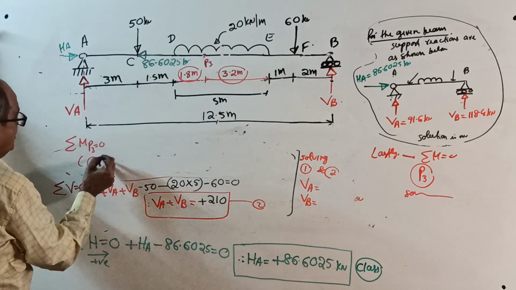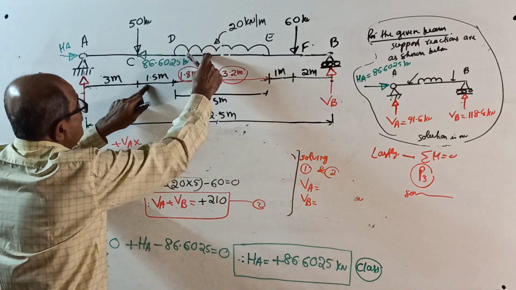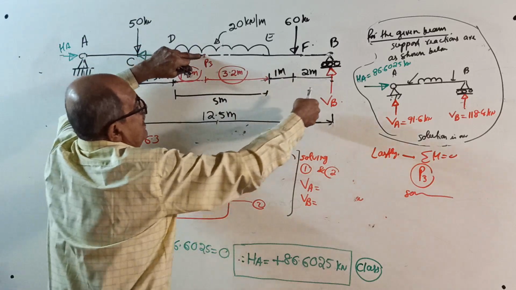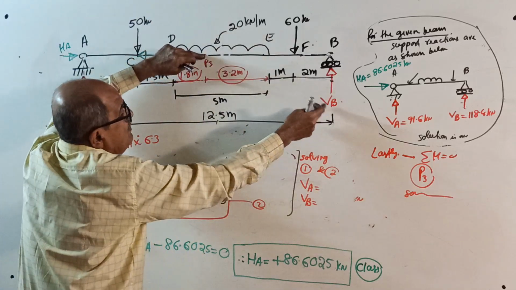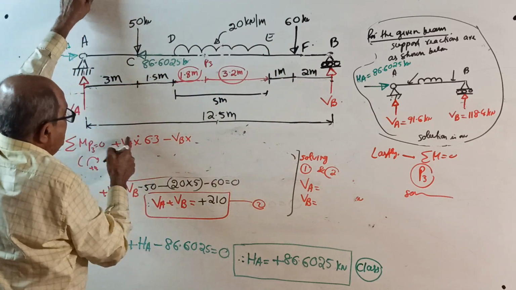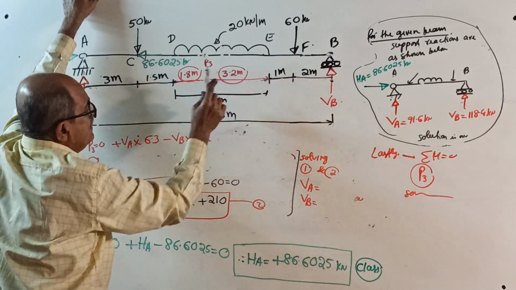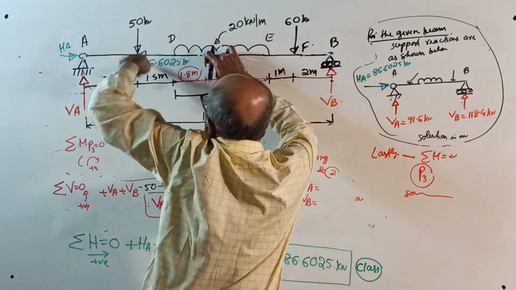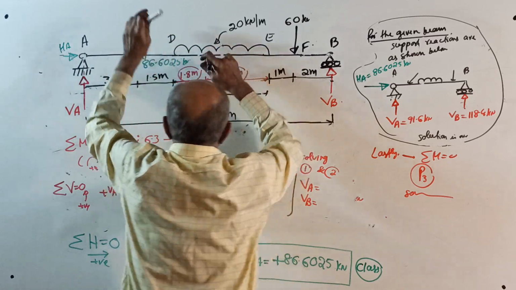Clockwise positive. So plus VA into moment about this point, 3 plus 4.5 plus 1.8 is 6.3 clockwise. Then minus. Now see, VA will produce clockwise moment. VB will produce anti-clockwise moment. Minus VB into 6.2. Or see here, 2 plus 1, 3. 3 plus 3.2, 6.2. Then, see, minus 50 into 1.5 plus 1.8, 3.3.